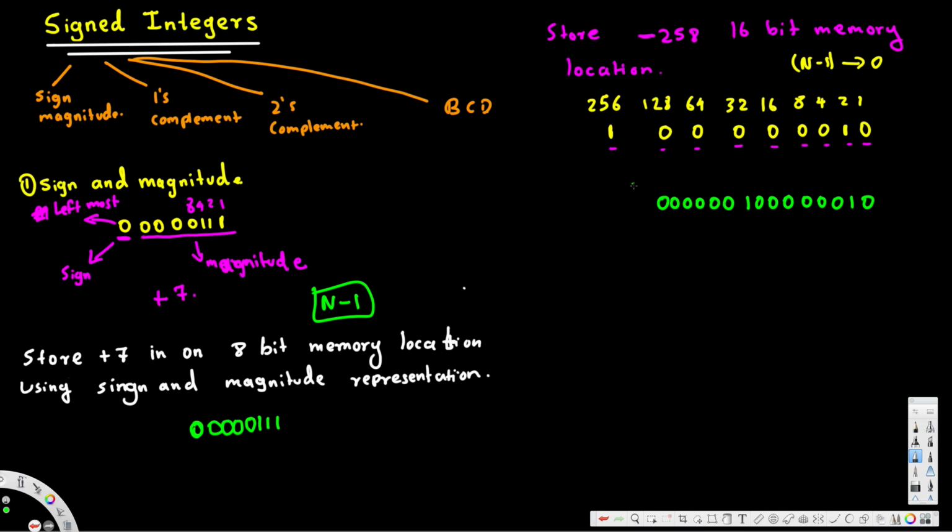Now for the leftmost significant digit, it's the sign. If it's negative, we put a 1. If it's positive, we put a 0. Here this is negative 258, so since it is negative, we put a 1 right here. And that's how we store negative 258 in a 16-bit memory location. That's how we represent signed integers.